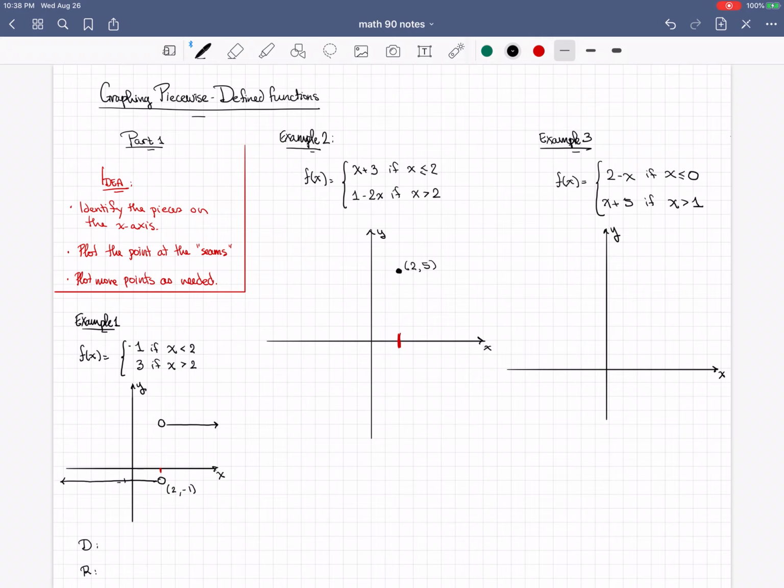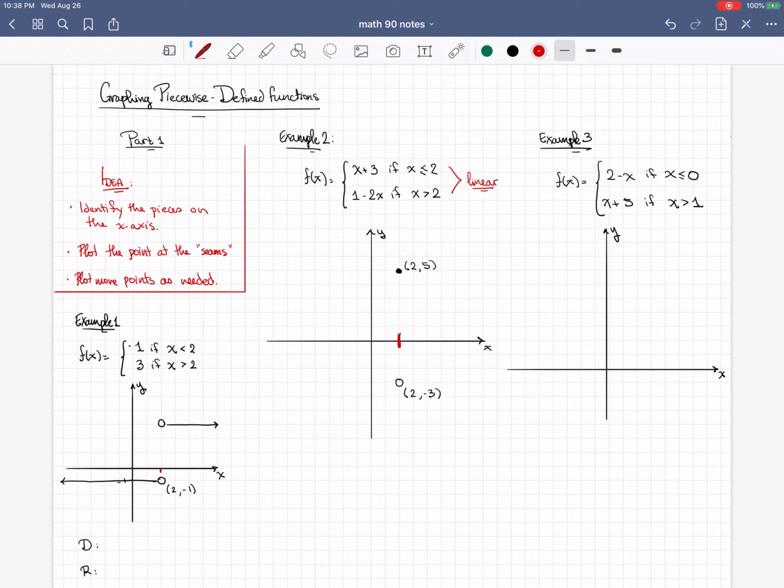Now, for any input that's greater than 2, strictly greater than 2, not equal to 2, the function behaves like 1 minus 2x. If we plug 2 into 1 minus 2x, we get 1 minus 4, which is -3. And again, that's not how this function behaves at 2, only greater than 2. So we indicate that this point is not on the graph by an empty circle.